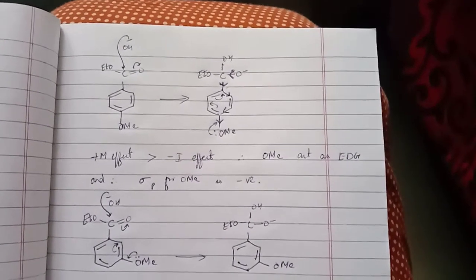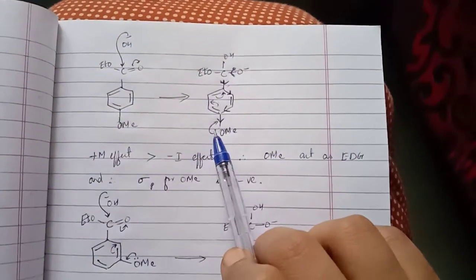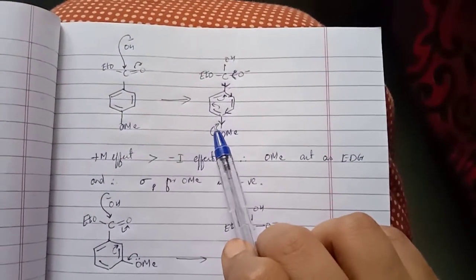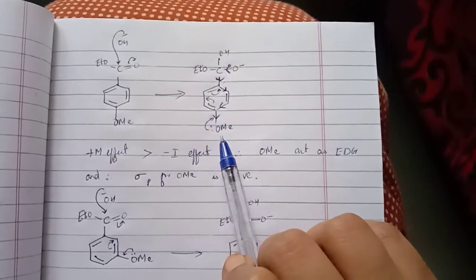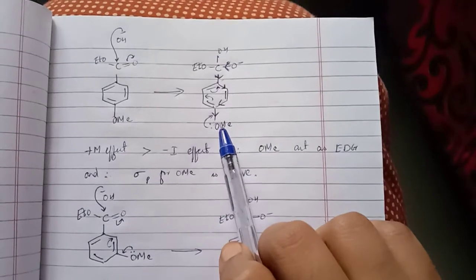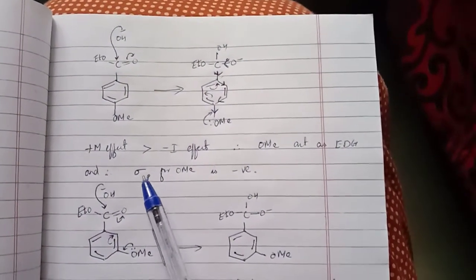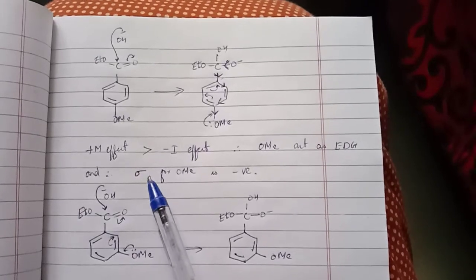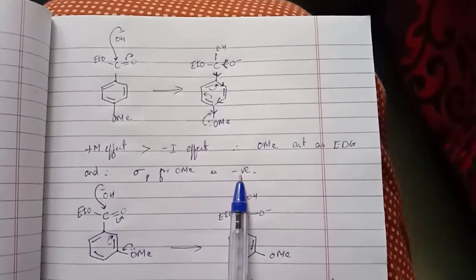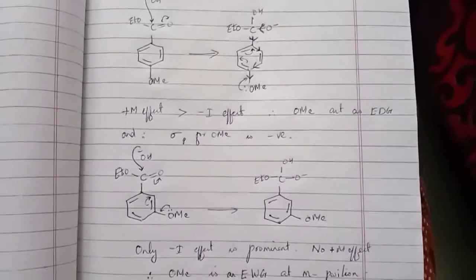So OMe acts as an electron donating group. Here OMe donates electrons by the resonance effect. That is, OMe at the para position has a negative sigma value. We show sigma at the para position like this, sigma P. Sigma P for OMe is negative. I think it is clear for you.